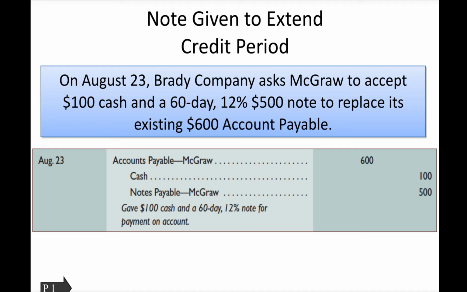Okay? The fact that that $500 liability under notes payable has these interest terms associated with it doesn't come into play until that interest becomes an issue. And obviously interest does not start getting owed until time passes. So at the moment that this happens, this is what the journal entry is to show it.